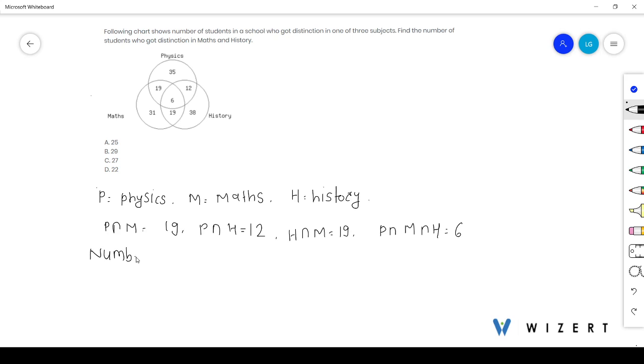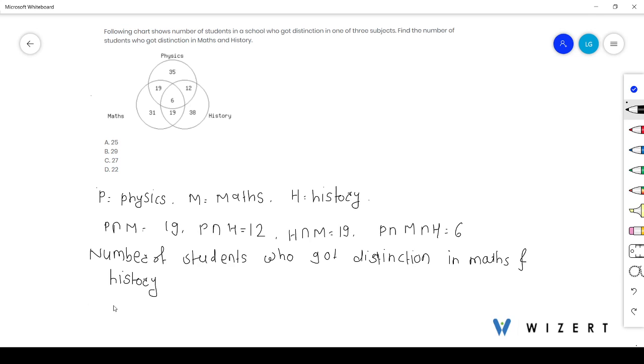So we can find the number of students who got distinction in maths and history are physics, means students who got distinction in physics, in maths and history, plus students who got distinction in history and maths, that is 6 plus 19 means 25.